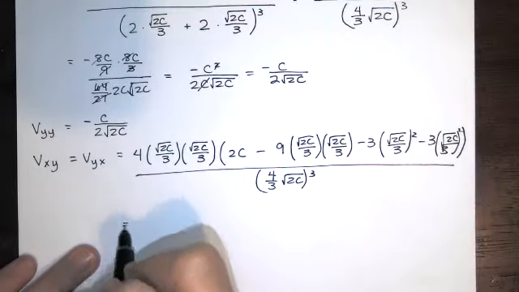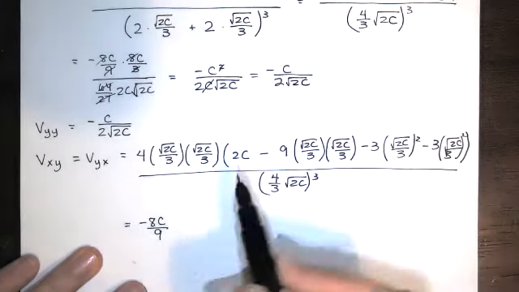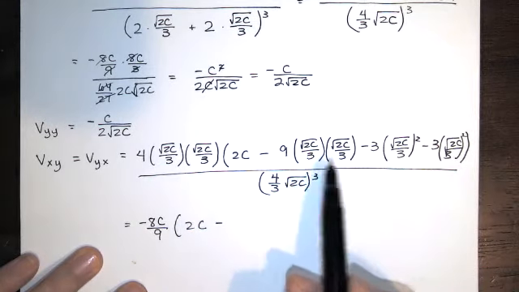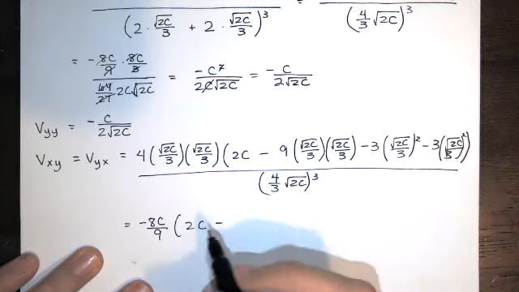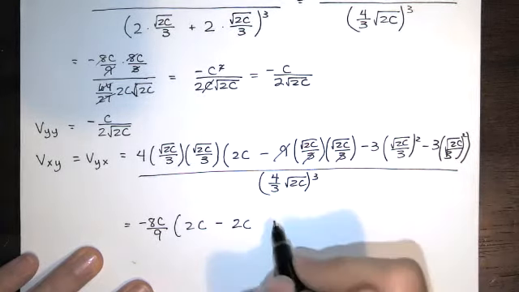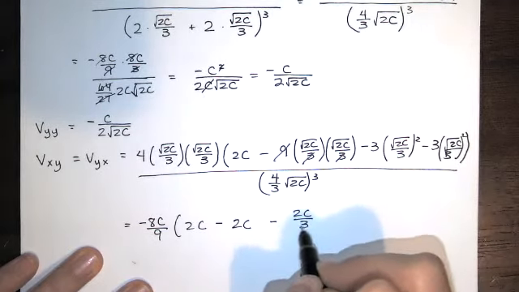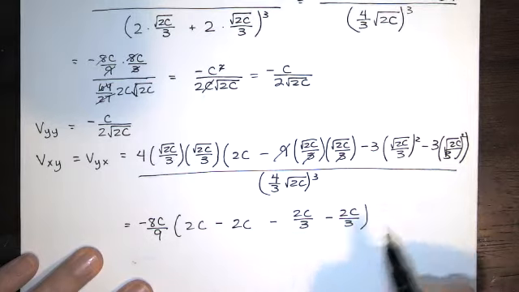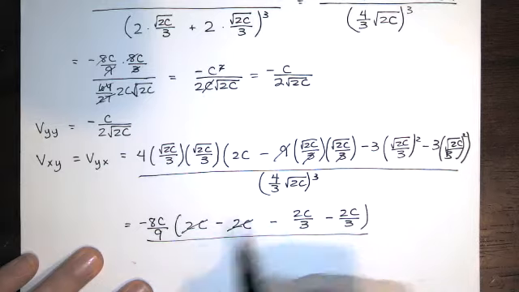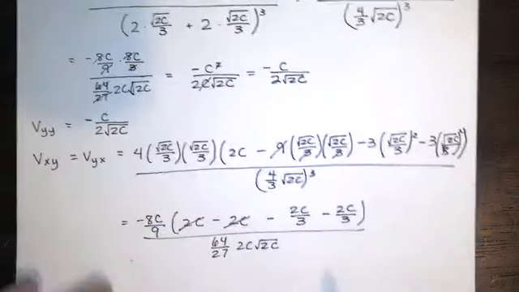So after some simplification, we will have negative 8c over 9 out front here. And then we've got 2c minus, and this is going to be 9 times 2c, or actually the 9's will reduce. It's going to end up being a 2c. And then we'll have minus this, which will be 2c over 3, minus another 2c over 3. Those reduce. And then down here, we're going to have this cubed, so 64 over 27. And then we'll have 2c times the square root of 2c.